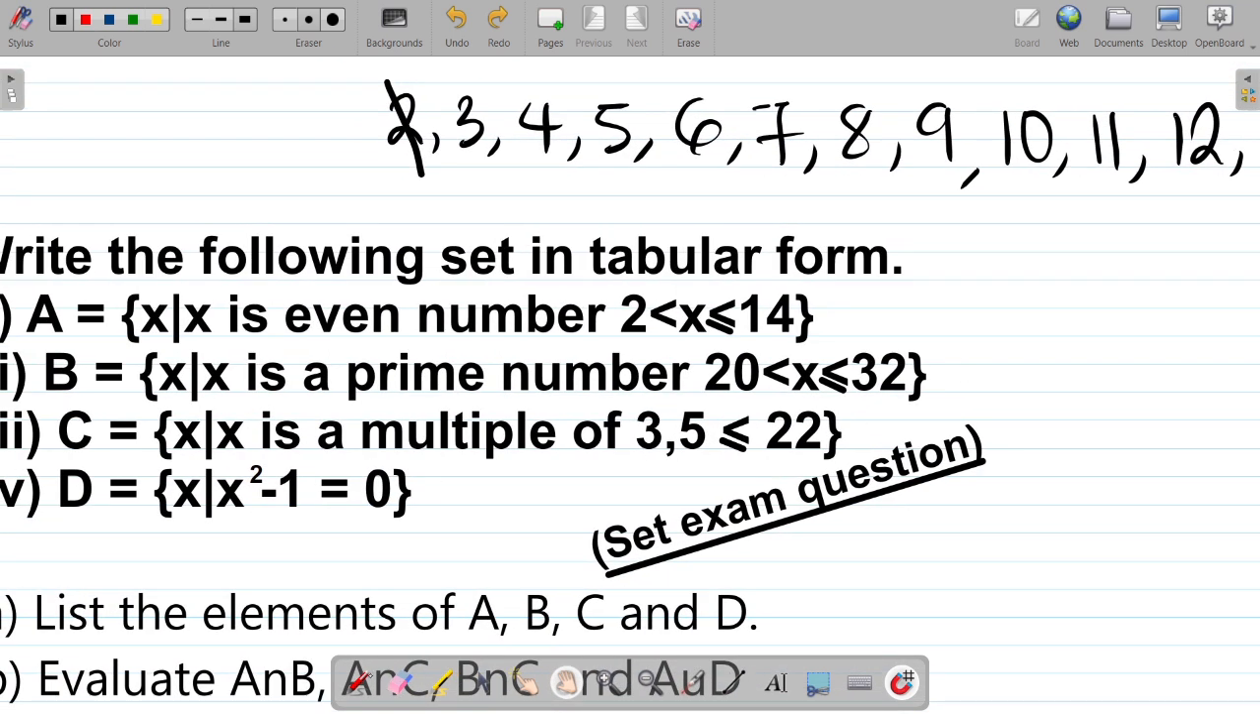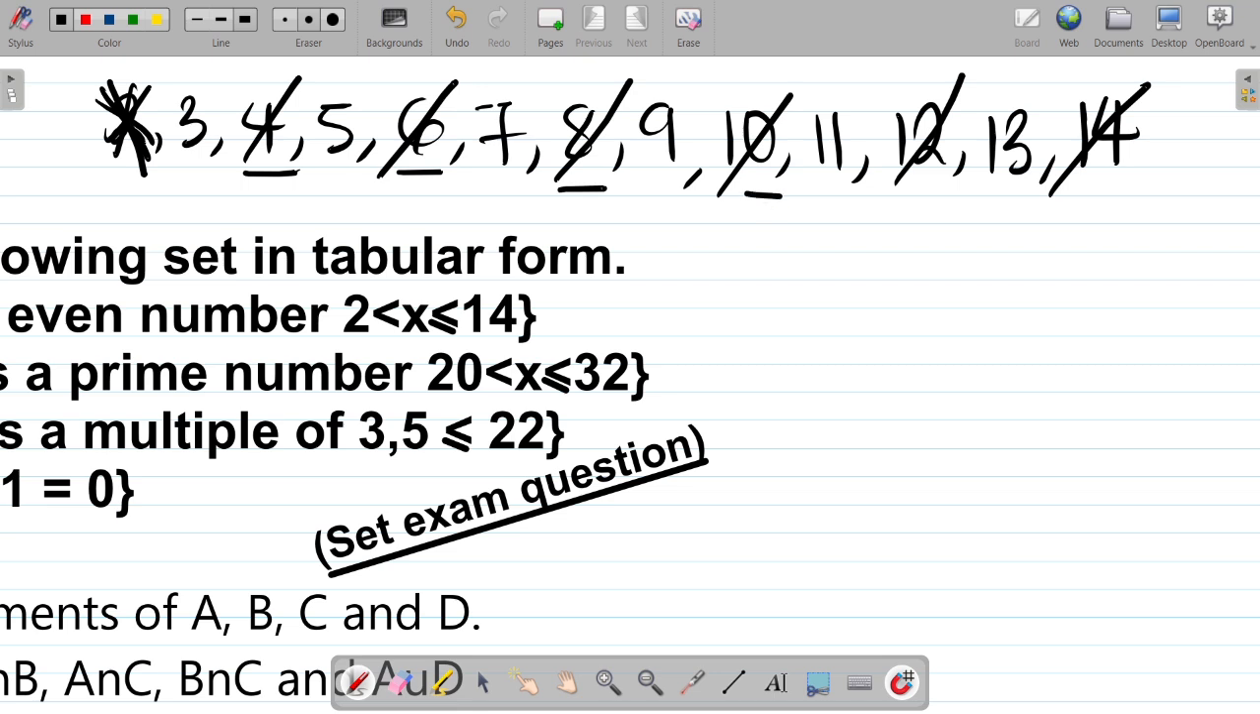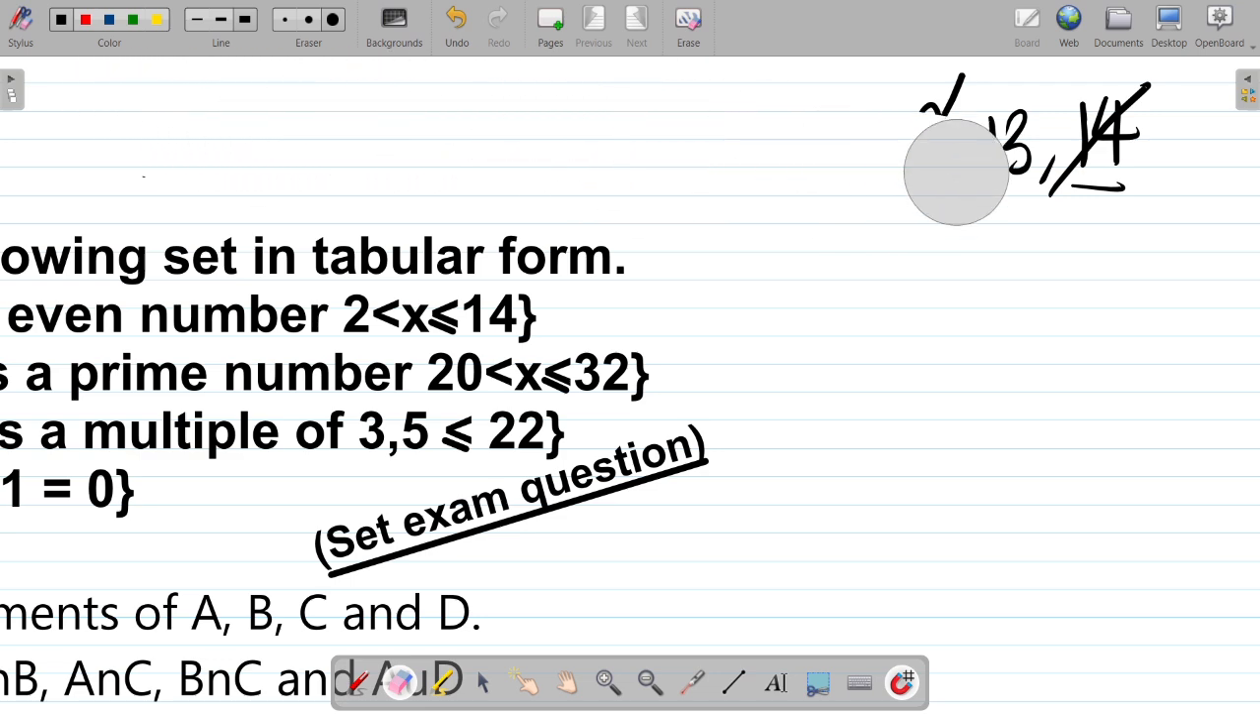Now, from the description here, they said X is an even number. When a number is an even number, what does it mean? Even numbers are simply those numbers that can be divided by 2 without remainder, right? So even numbers are usually multiples of 2, which includes 2, 4, 6, 8, 10, 12, and 14. But in this case, I will not include 2 because there was no equal to there. So my elements of A are 4, 6, 8, 10, 12, and 14. So I'm just going to put out the elements there.